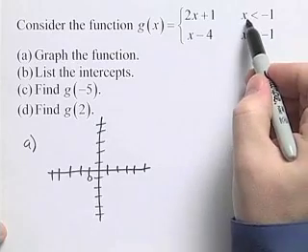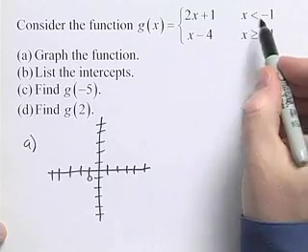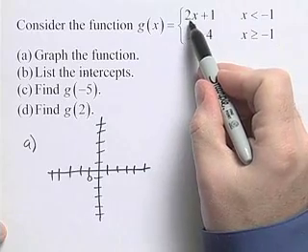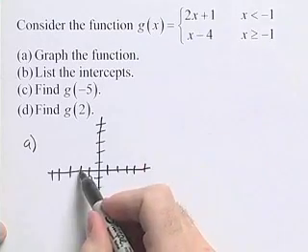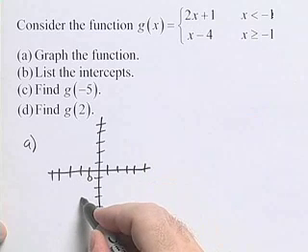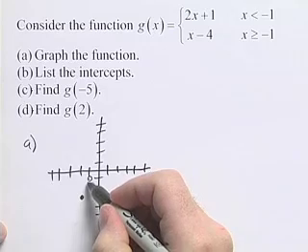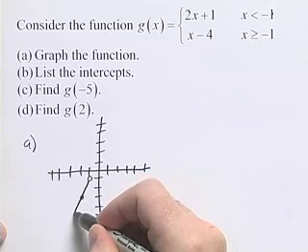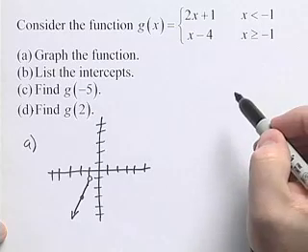We need to pick another value for x, but make sure it's less than negative 1, so we might try negative 2. If we put in negative 2, times 2 is negative 4, plus 1 is negative 3. So at negative 2, we'd go down to negative 3. Here we use a dot, or filled in circle. And then we go ahead and connect those. And that's the graph of 2x plus 1 for x less than negative 1.